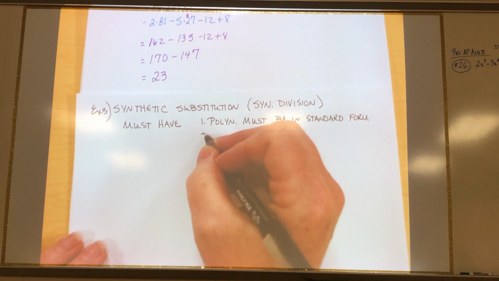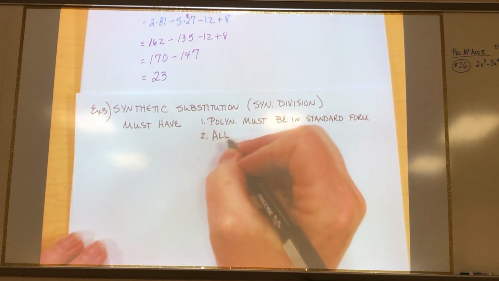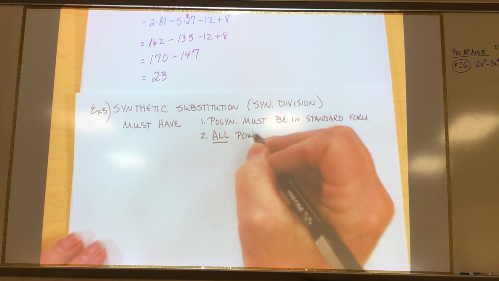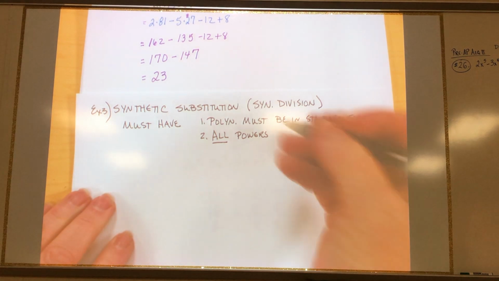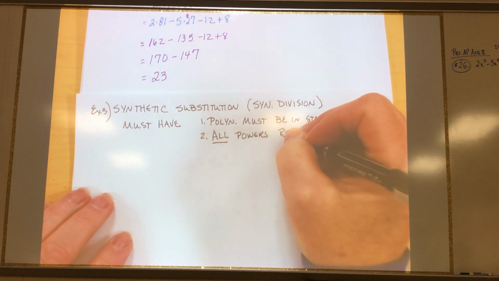All right, so the second thing, all powers must be represented. So if somebody is missing, you have to put a 0 in their place. They have to have a placeholder. If you do not put a 0 in their place, you will miss the answer. Do you understand? You'll miss the answer. All right, so all powers represented.